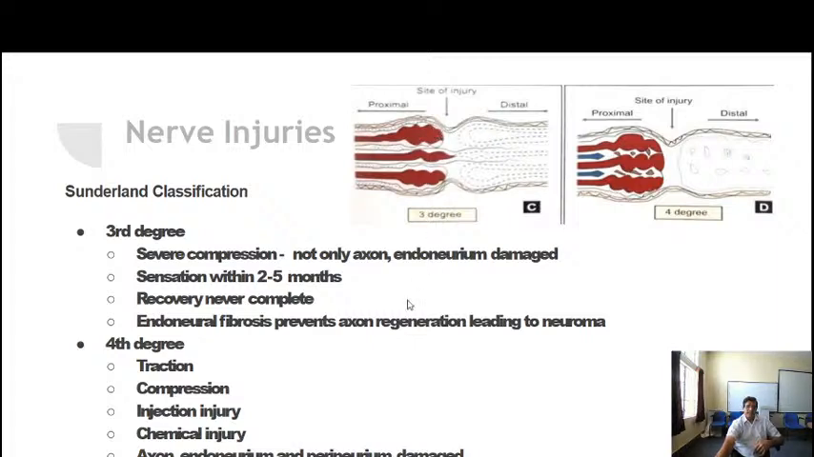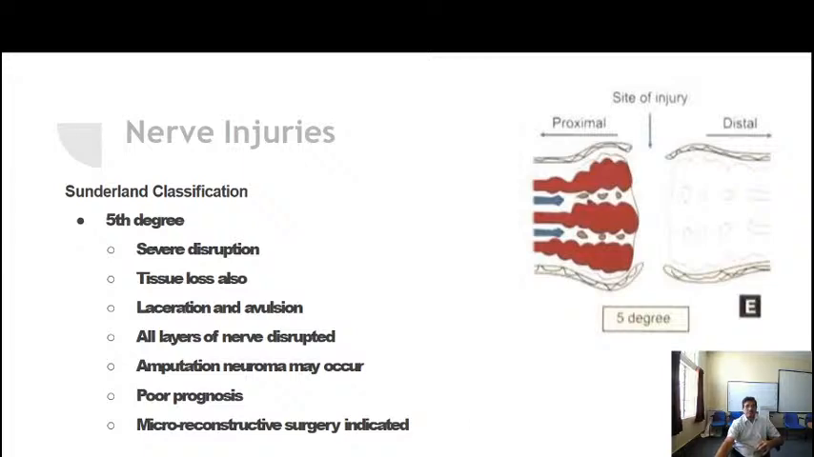Then you have the fourth degree, when there is a traction, compression injury, chemical injury, various kinds of injuries, where the epineurium is intact, but the axon with the endoneurium and perineurium are damaged. Okay? Only the epineurium is intact, whereas the endoneurium and the perineurium are damaged, and in such conditions the recovery will not be total, which requires a surgical procedure.